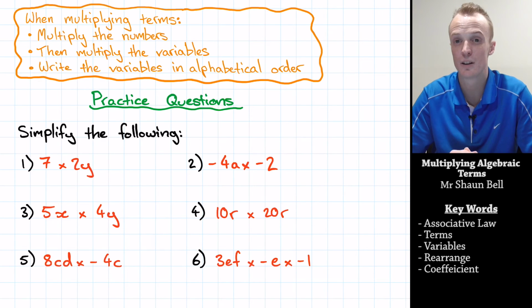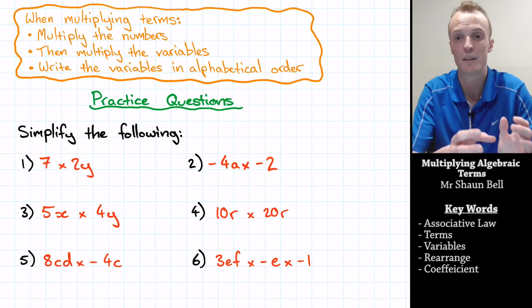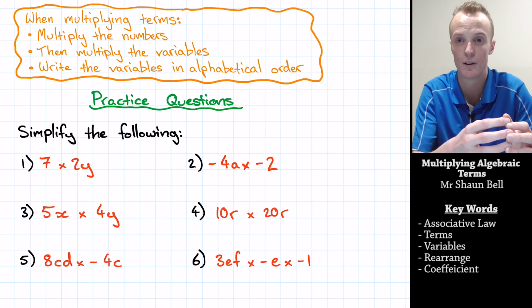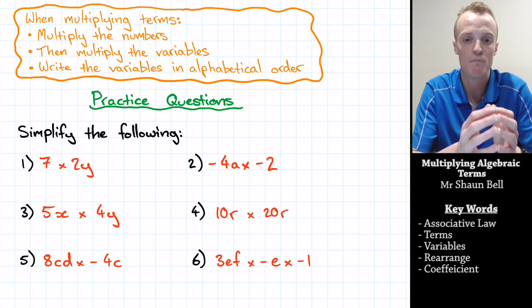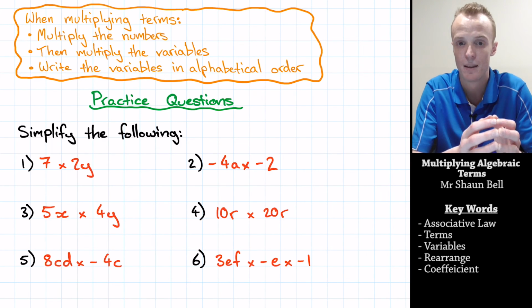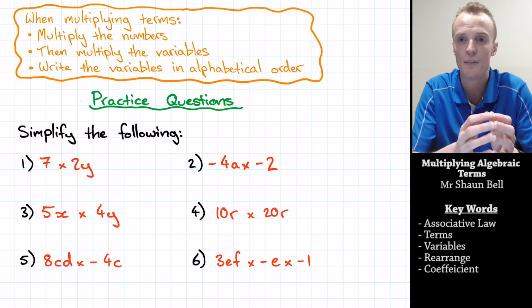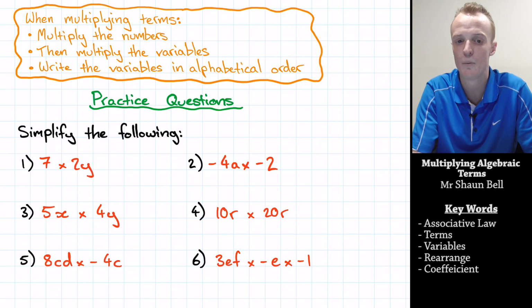So when we're multiplying terms together, the first thing I suggest you do is actually break the problem up to have the numbers first and then have the variables in alphabetical order. But once you've done that, you multiply the numbers together. Then you multiply the variables together and you write the variables in alphabetical order. So now what I'd like you to do is to have a go for yourself.